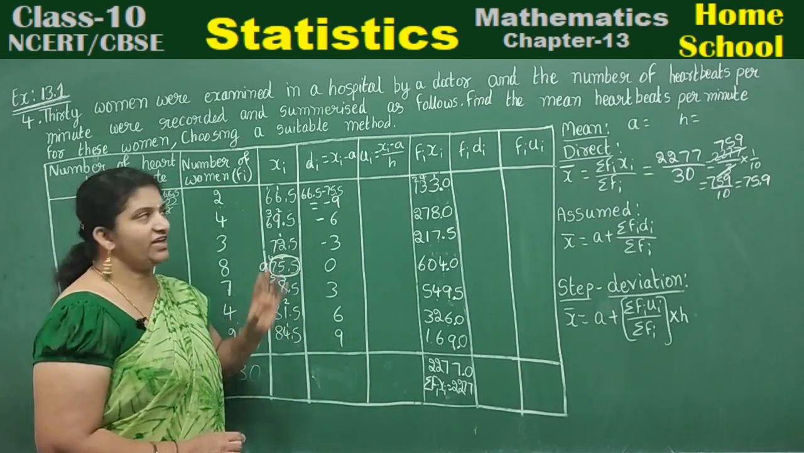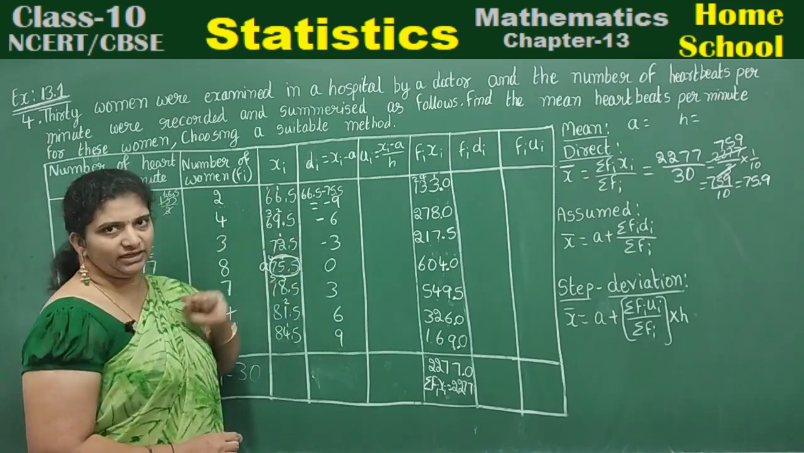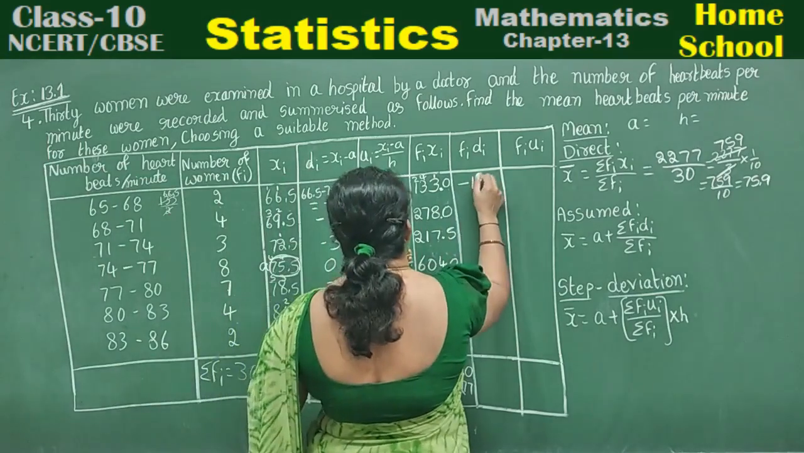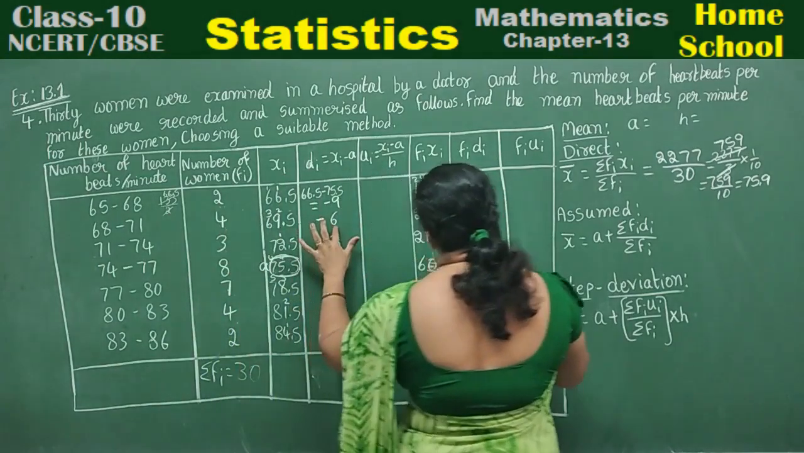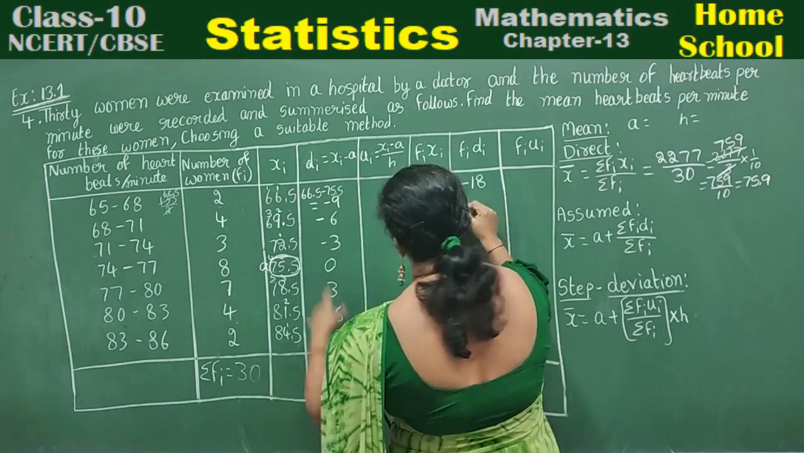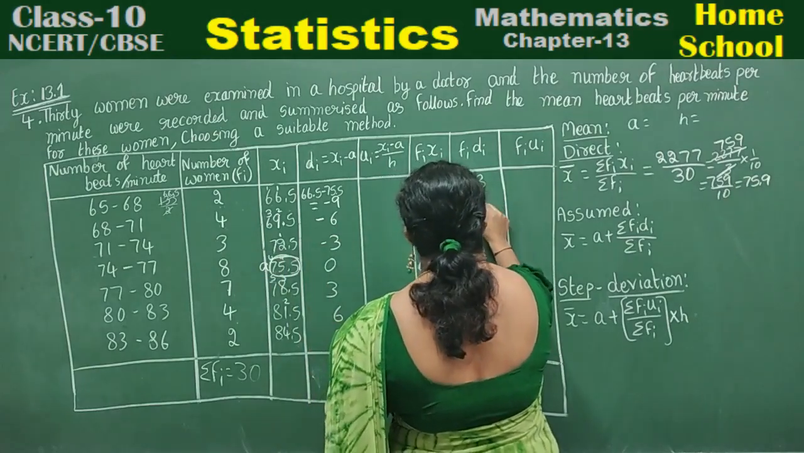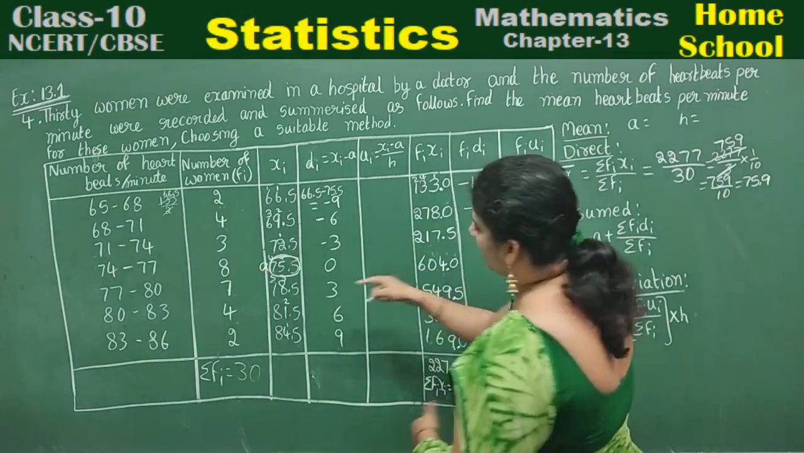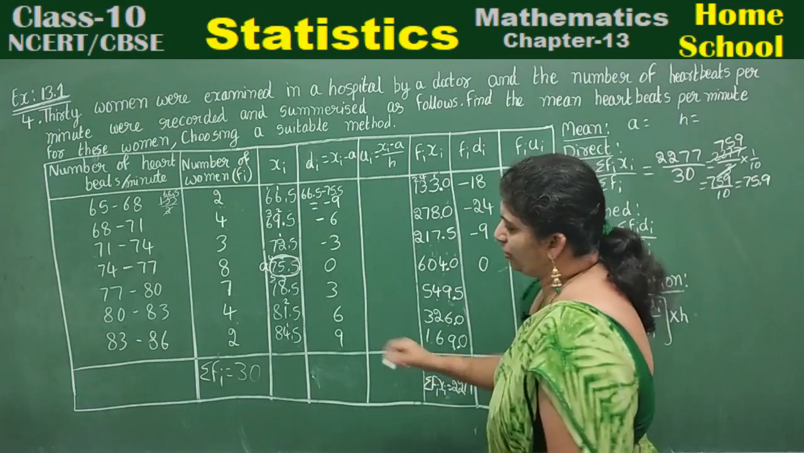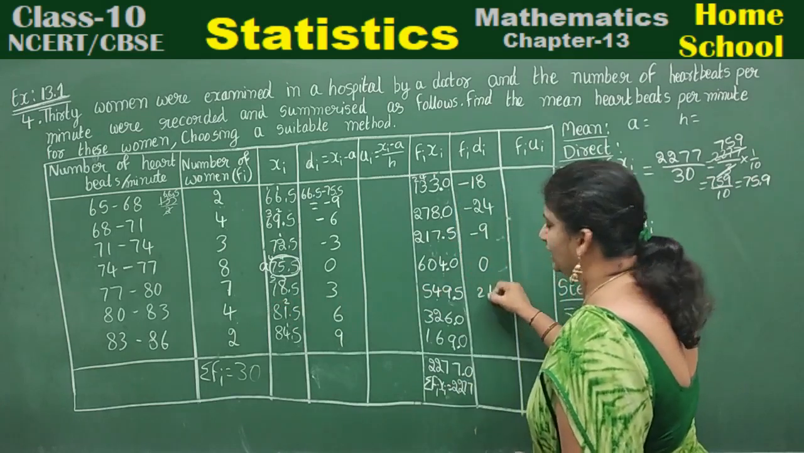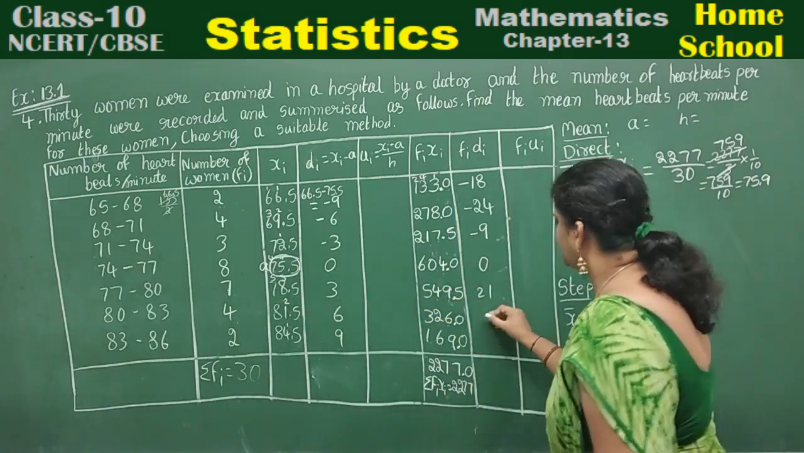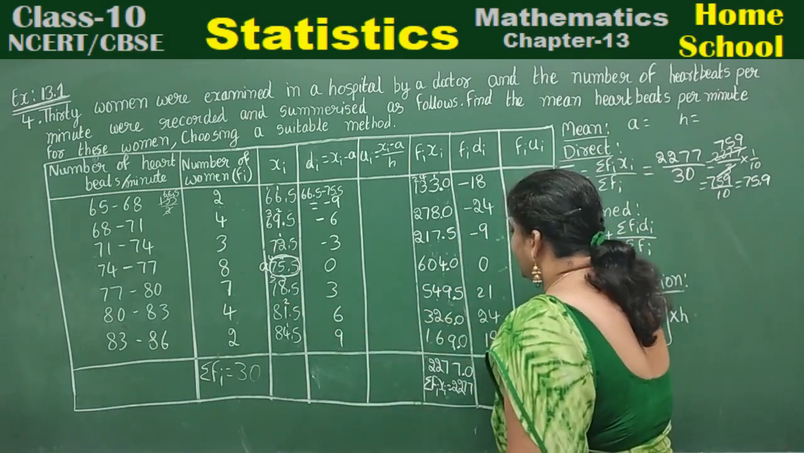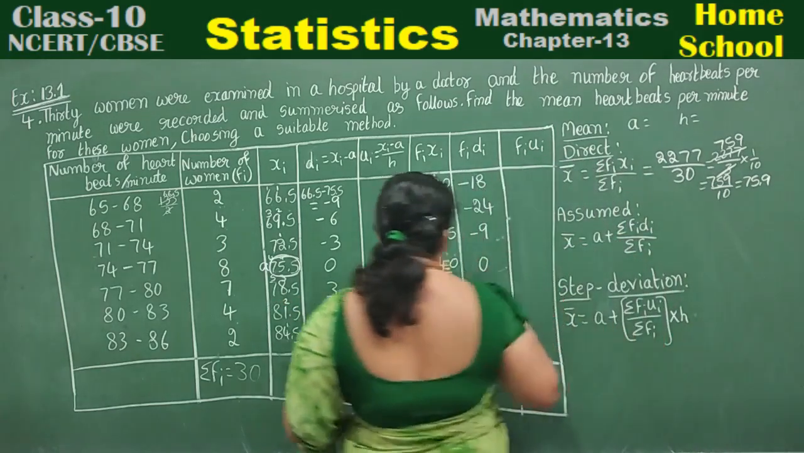So next step, we need to multiply Fi di. 2 into minus 9, minus 18. 4 into minus 6, minus 24. 3 into minus 3, minus 9. 8 into 0, 0. 7 3s are 21. 4 6s are 24. 2 9s are 18. Okay, now add all this.